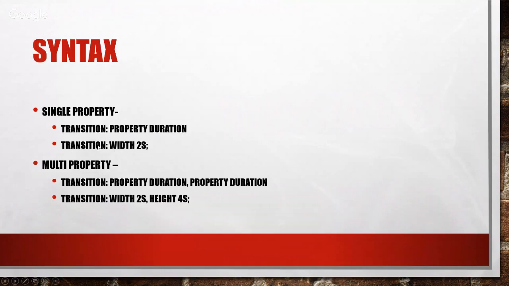And so like examples, say I want to transition my width and I want it to last 2 seconds. That's like a single property. And you can actually do multiple properties in a comma separated list, or it's property duration. And there's some other things that can go in here as well, but I'll let you guys look those up.